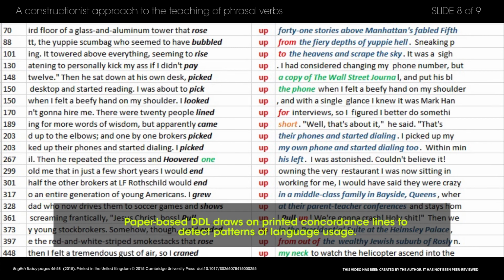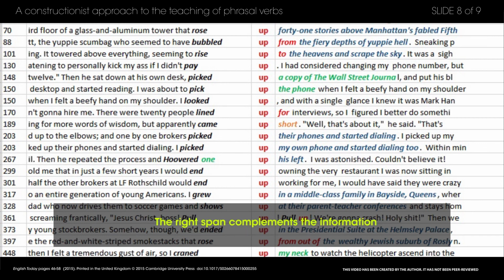Paper-based DDL draws on printed concordance lines to detect patterns of language usage. This is illustrated in Figure 15, which shows a set of concordance lines for the particle up. As shown, the lexical verb is placed on the left span, with the particle placed at the center. On the left span, you can also find all the objects placed between the lexical verb and the particle.